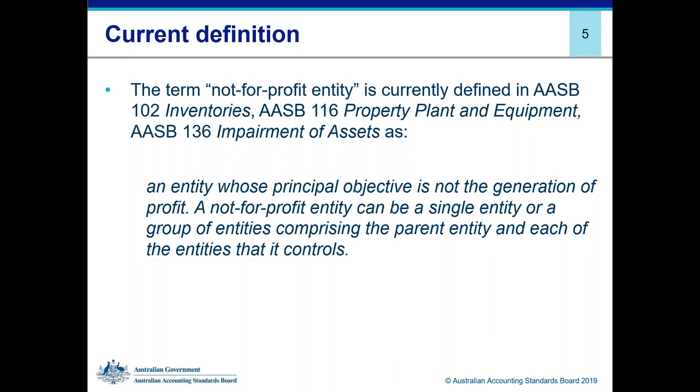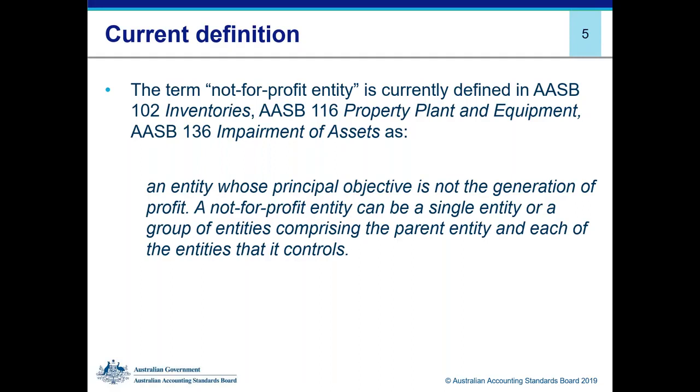So this slide and the next will actually show you what the current definition is and the proposed new definition. So the term not-for-profit entity, which is currently defined in those 3 standards, and I don't think there's any particular reason why they happen to be in those 3, there they are. The current definition, an entity whose principal objective is not the generation of profit. And the further sentence simply says a not-for-profit entity can be a single entity or a group of entities.